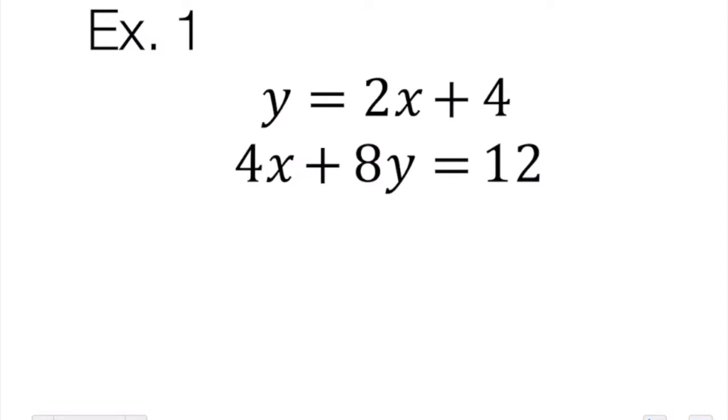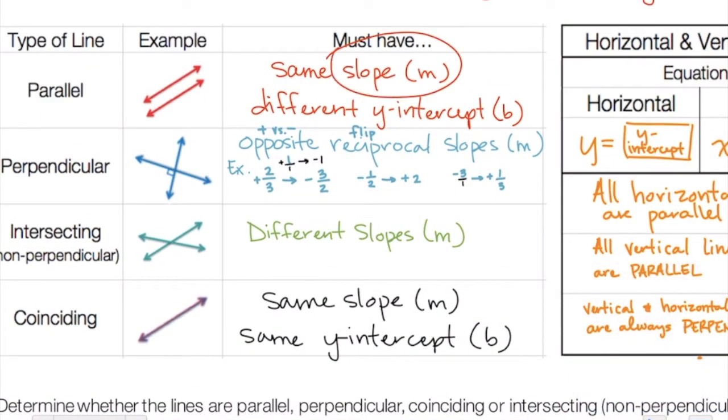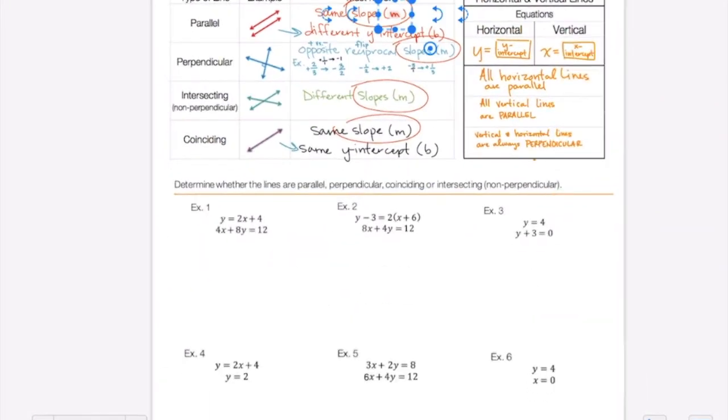Well, what do we need to identify? Look up here. All of these examples had a rule that had to do with the slope. So that's the key, is first to identify the slopes of the lines, and the only time we care about the y-intercept is when we're distinguishing between parallel lines and coinciding lines. So the first thing to always look for is the slope of the line.